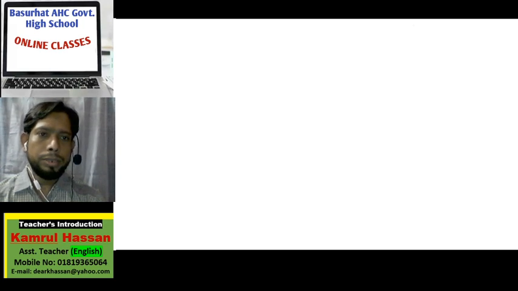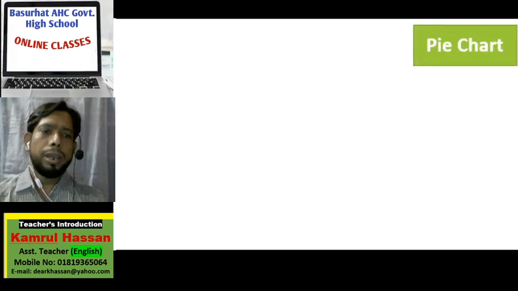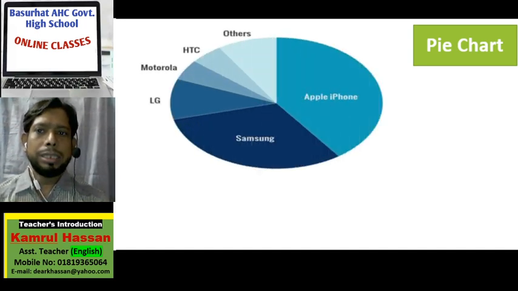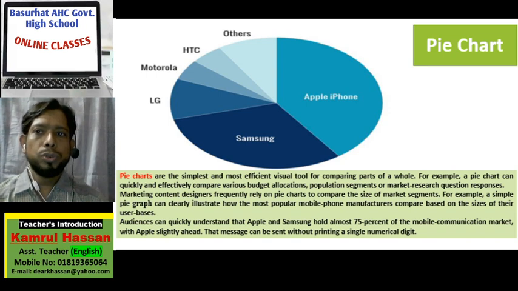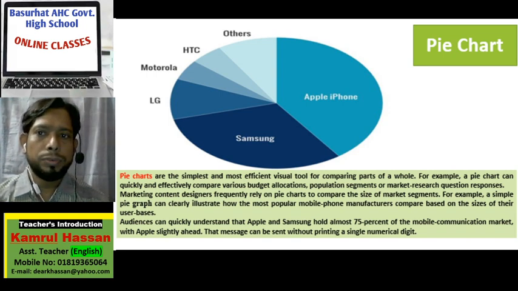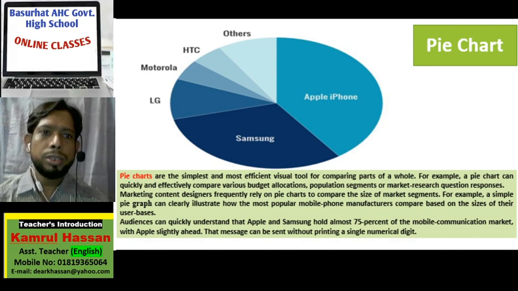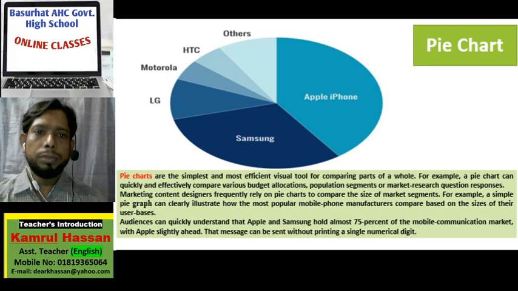Here is another kind, and this graph is called a pie chart. Look, this is a pie, like a biscuit, as we say. This pie chart is used to describe different types of information. Look, the use of different types of phones. So this pie chart is described here by the use of different types of phones, that means cell phones.